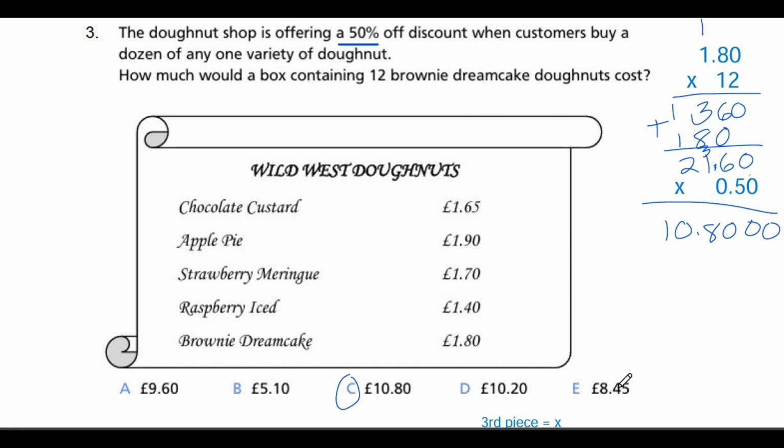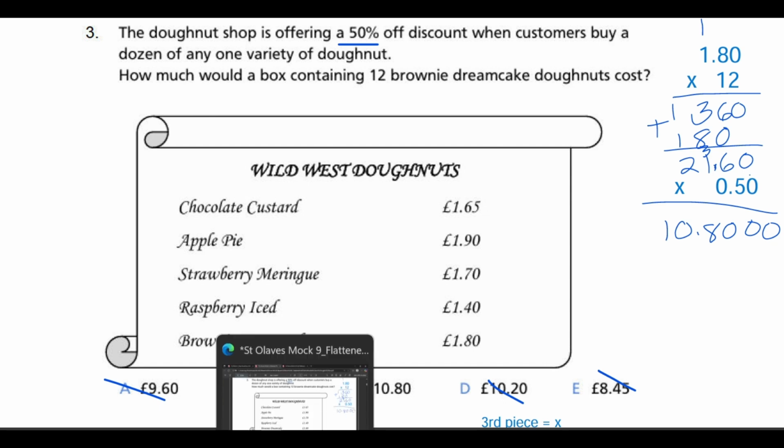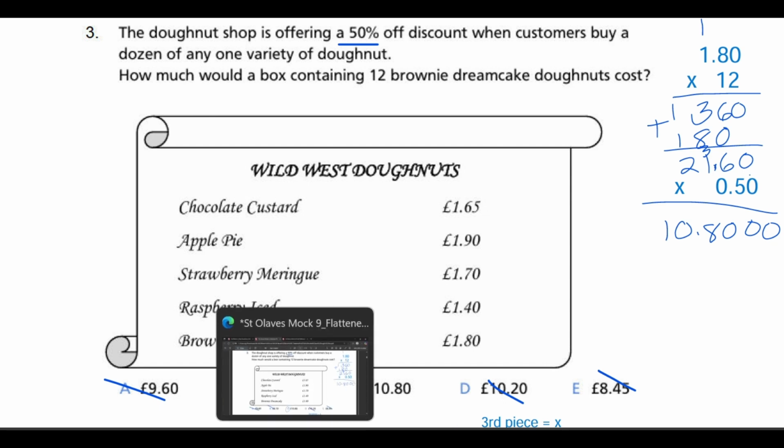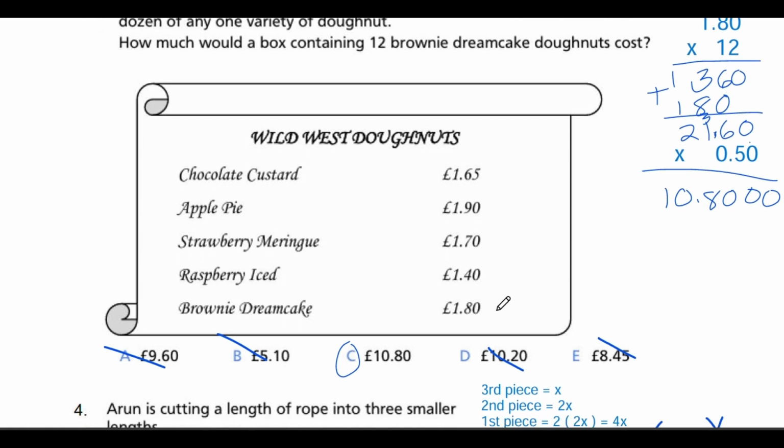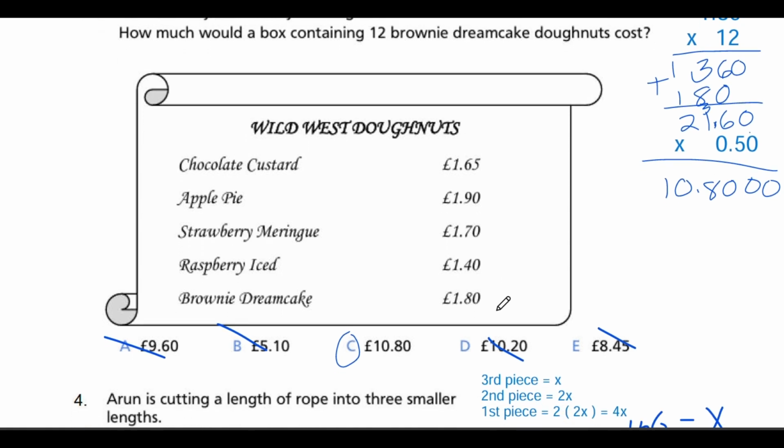Why the other options are wrong? These answers come from making mistakes when you calculate. If you forget to apply the 50% discount, you would get 21 pounds and 60 pence, but that's not even one of the options. If you calculate the discount on just one donut before multiplying, you might get some rounding errors. Option A, which is 9 pounds and 60 pence, is the cost of 12 donuts at 80p each.